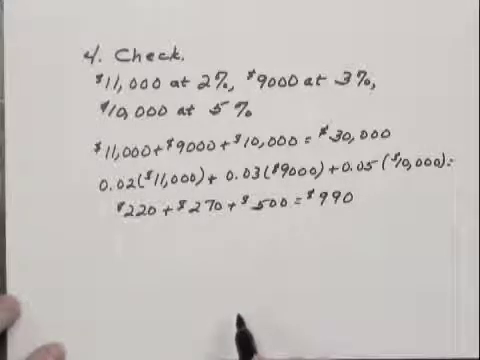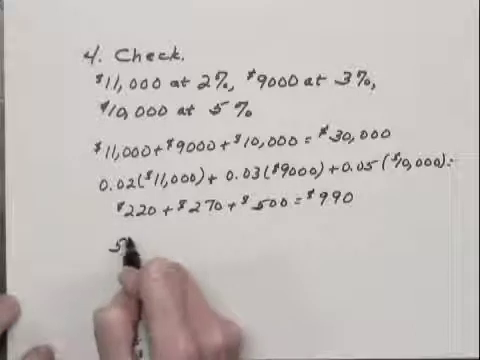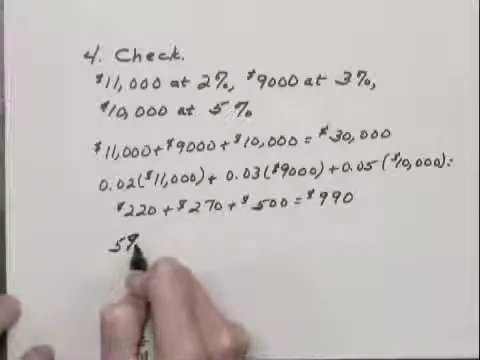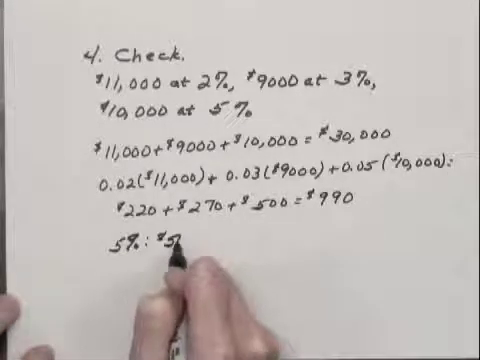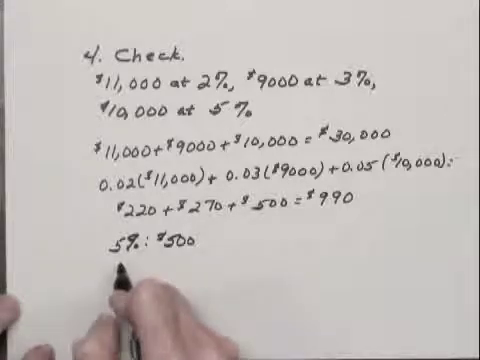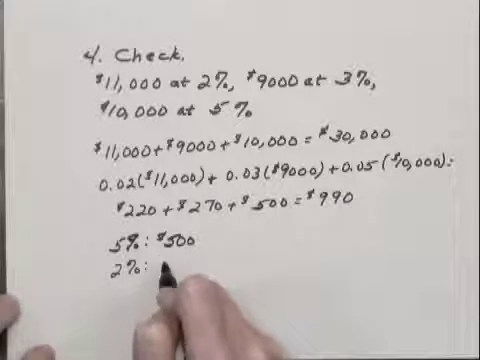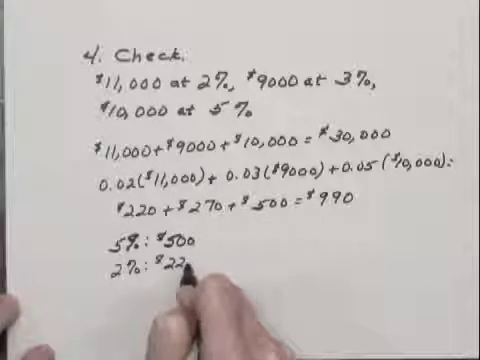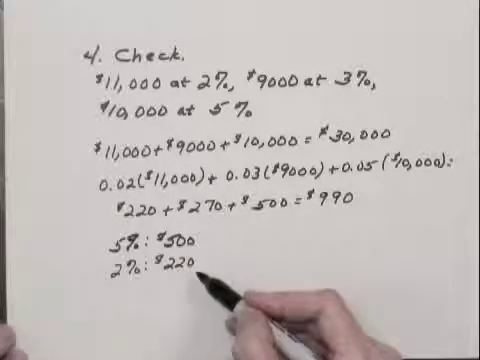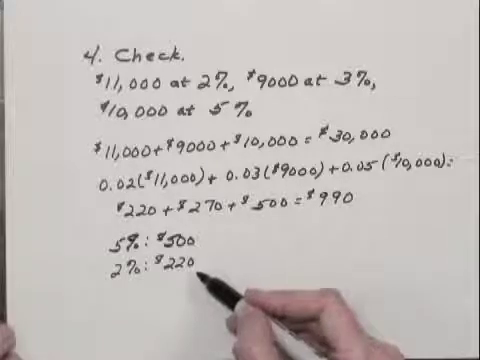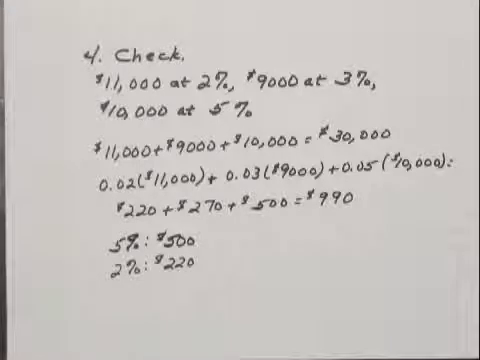The amount invested at 5% earned $500. Let's write 5%. Earned $500. The amount invested at 2% earned $220. And we can see that $500 is $280 more than $220, so that also checks, so that the numbers that we found do check in the original problem.